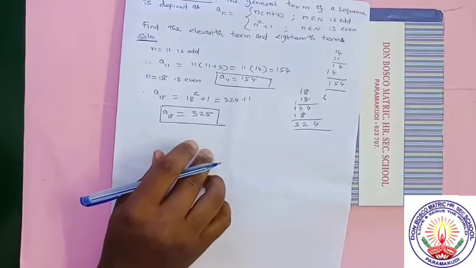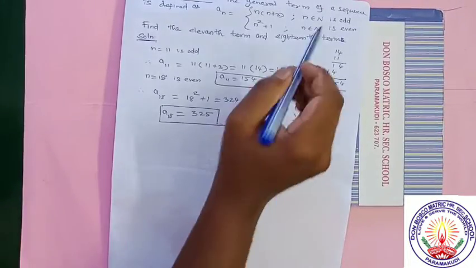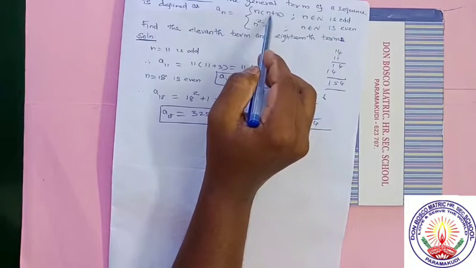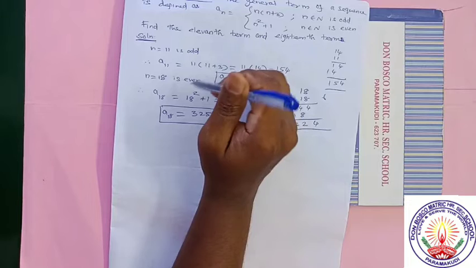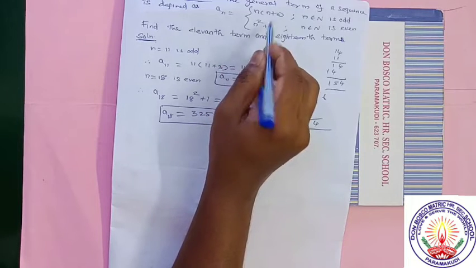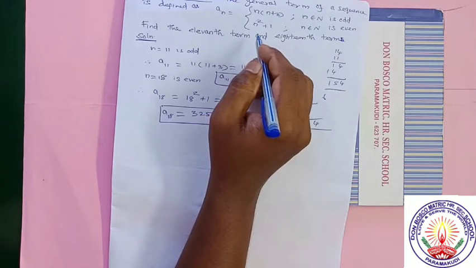So this will be a 2-mark question. You have to understand. We have to take the corresponding sequence. Odd and one, even and one. We have to find whether it is odd or even. Odd and apply, even and apply.